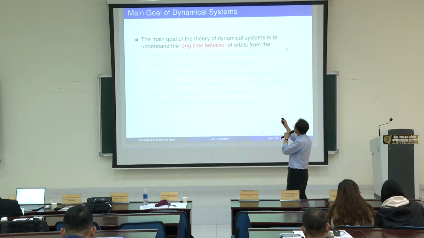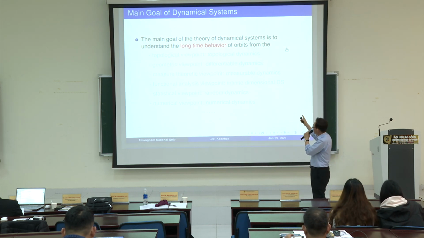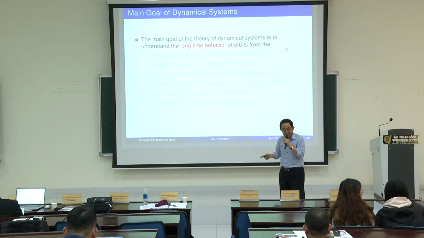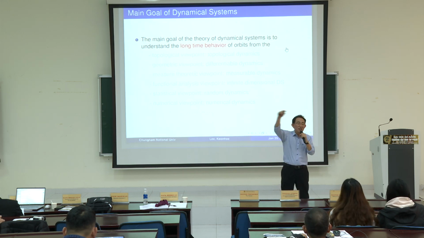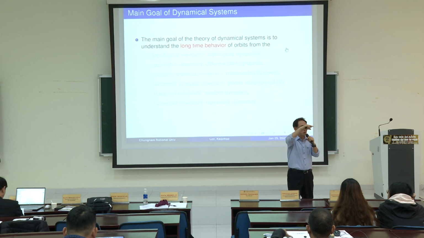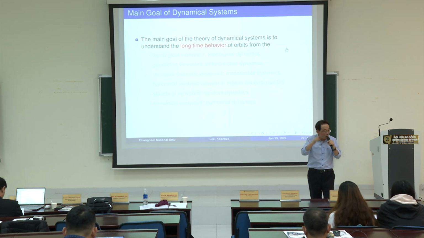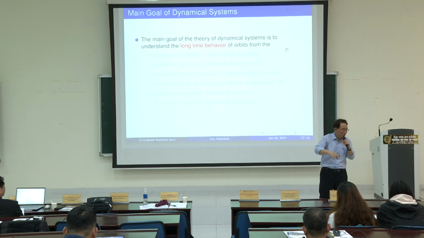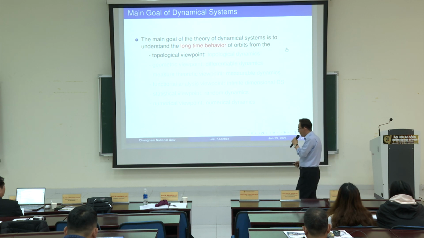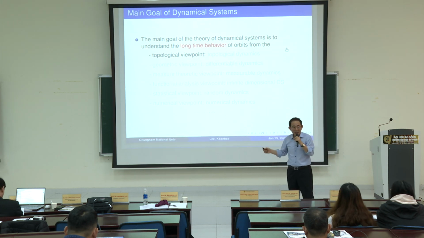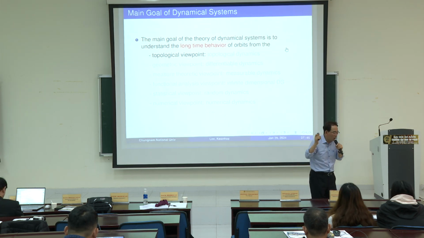The main goal of dynamics is to understand the long-time behavior of the orbit. What is an orbit? An abstract concept of solutions of the equation. From a topological viewpoint, that is, the subject we call topological dynamics.